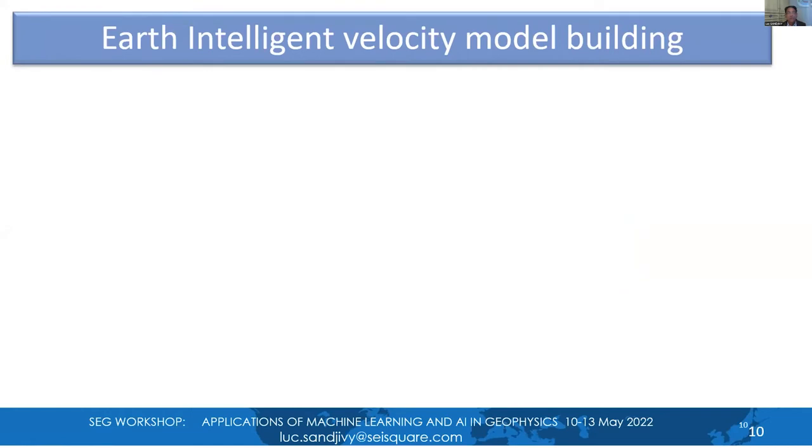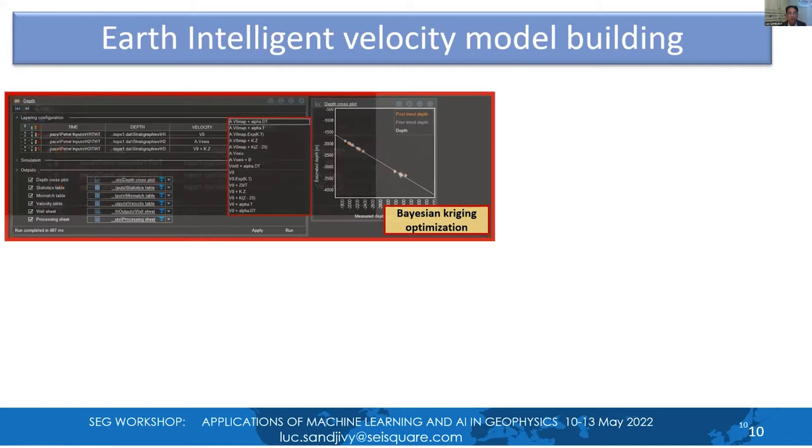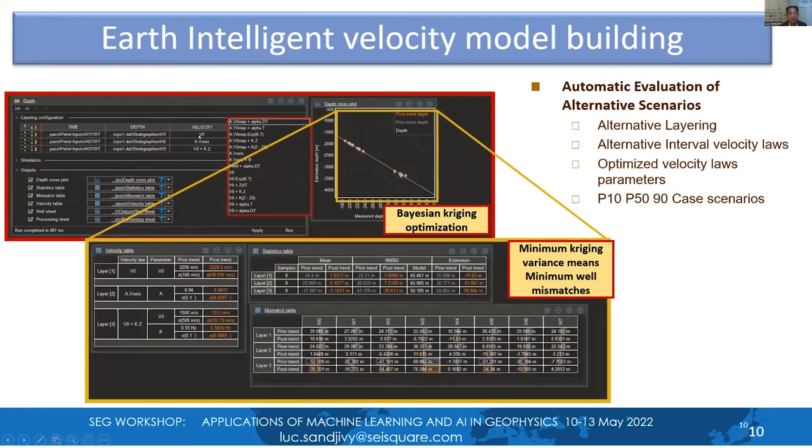When you use this platform, the Earth Intelligence platform, you would start with the same scenario, but the interface would be slightly different. You've got the scenario you want to test. You choose the interval velocities from a set of available testable velocity laws. And at the same time you choose the velocity laws, the software computes the best parameterization of V0A and V0K in order to best match all the input well markers you have input into your system.